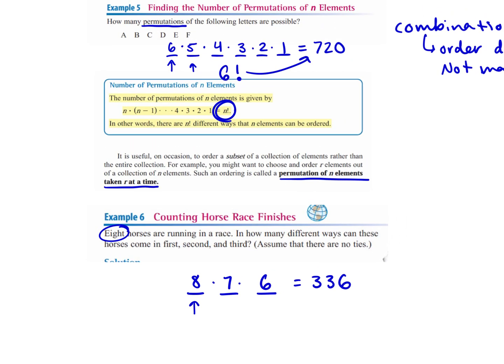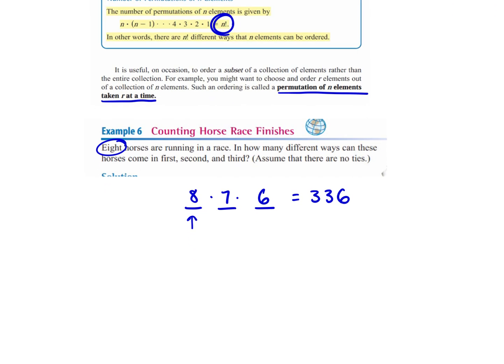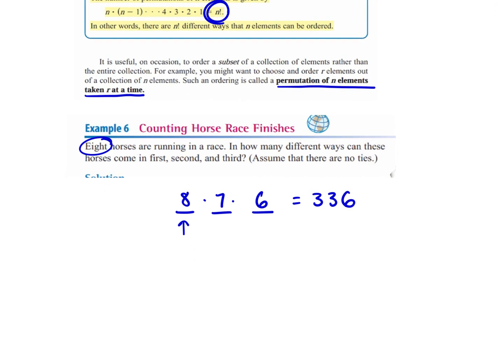So this question isn't like example 5, the one before. What would make it like that question would be if we had 8 horses and it said how many different ways can the horses come in first through 8th. If we cared about every position of the race, then we would just do 8 factorial. But here we only care about the first 3 positions. So we're only taking r at a time.